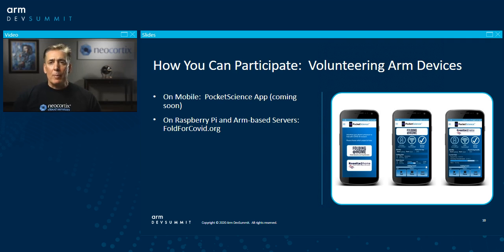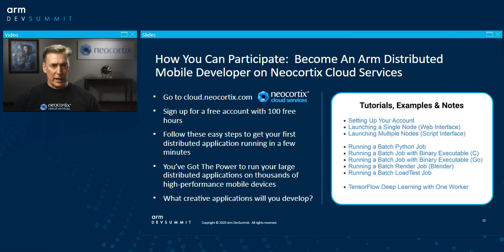Okay, and just to wrap up, I believe I've got 2 more minutes left. There's one more way that you can participate, not directly in the coronavirus research, but if you're intrigued by the idea of being able to run processes in a cloud services way on mobile devices, you can actually do that now. You can become an ARM distributed mobile developer using Neocortex Cloud Services. It's easy to sign up. Just go to cloud.neocortex.com and sign up for a free account with 100 free hours.